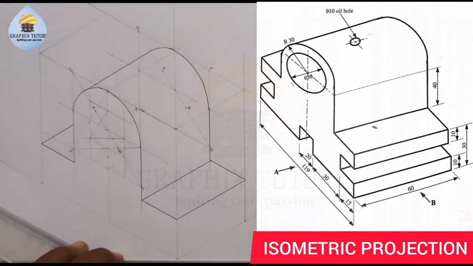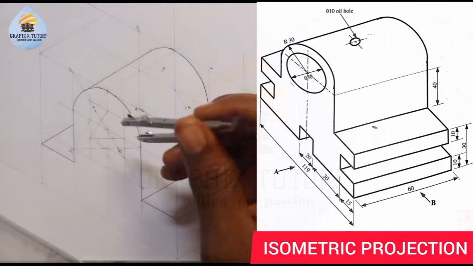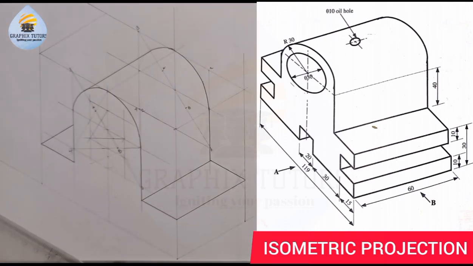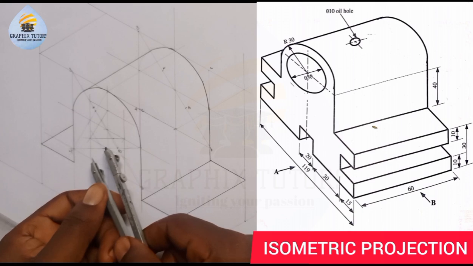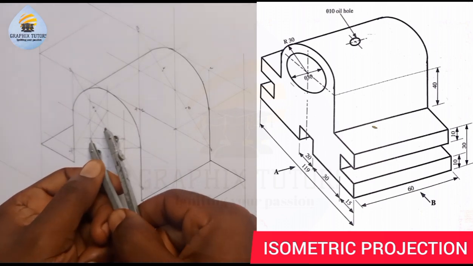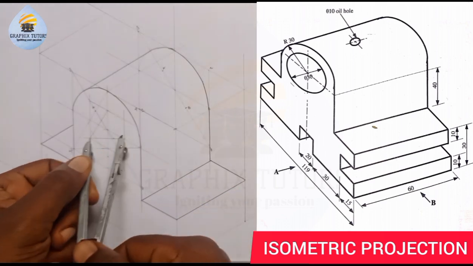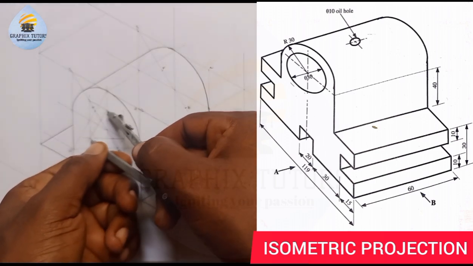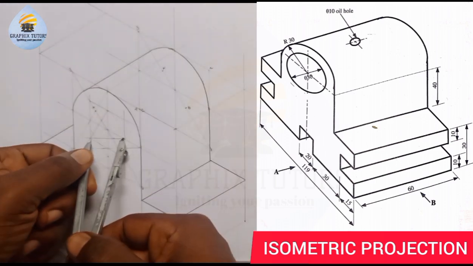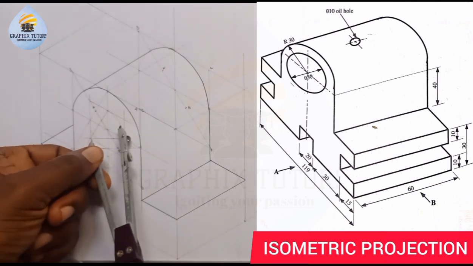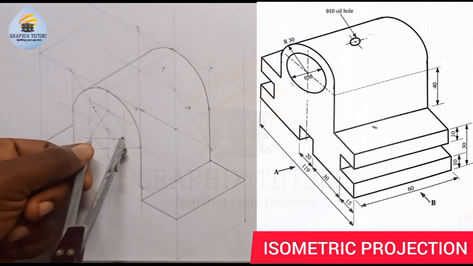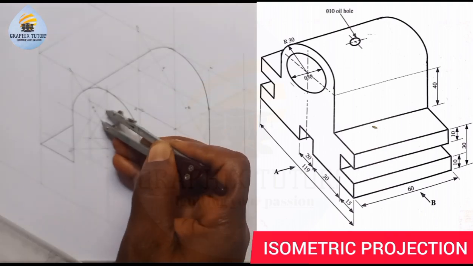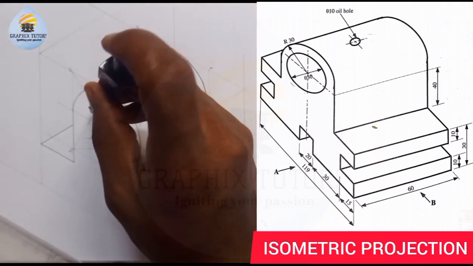So with the help of my compass, I'll just place it at this point, right? I'll place it here to this point here. Then I'll draw an arc. I'll draw an arc this way. I'll come here too at this point here, place it here, and I'll draw another arc too.